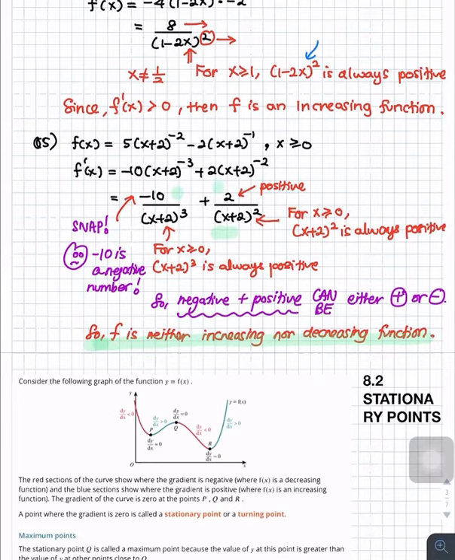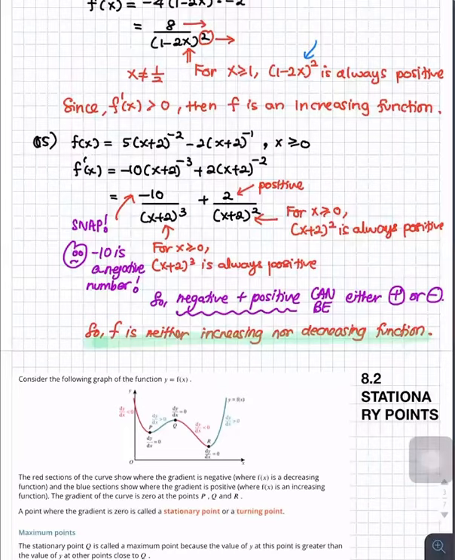So you cannot determine, will the output of the dy dx be always positive or will it be always negative? You cannot determine. Sometimes it is positive, sometimes it is negative. So no conclusion can be made about the f. It's not an increasing function, not a decreasing function. One more question, number 6.